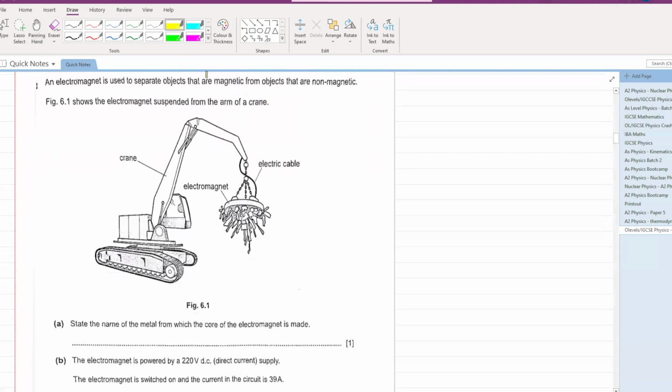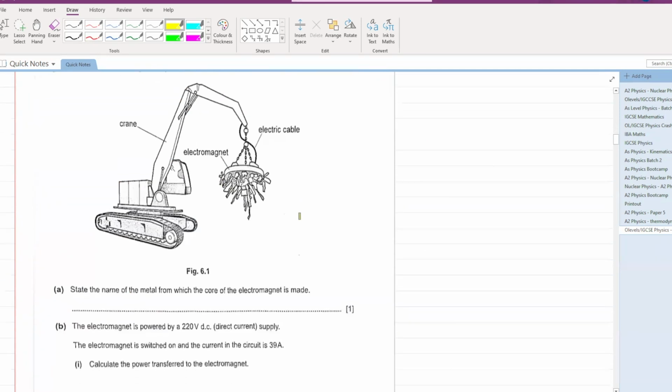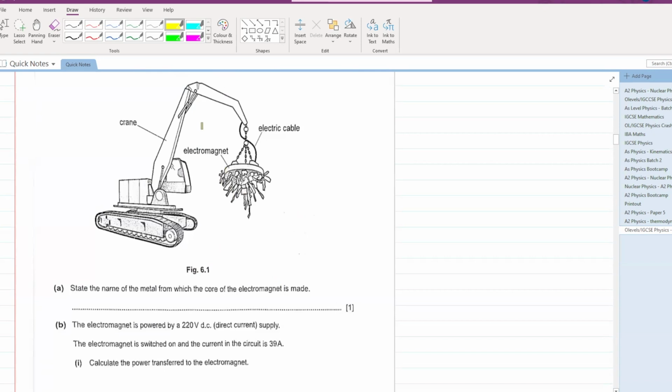An electromagnet is used to separate objects that are magnetic from objects that are non-magnetic. Figure 6.1 shows the electromagnet suspended from the arm of a crane. State the name of the metal from which the core of an electromagnet is made. Iron. Iron is used to make the core of an electromagnet.